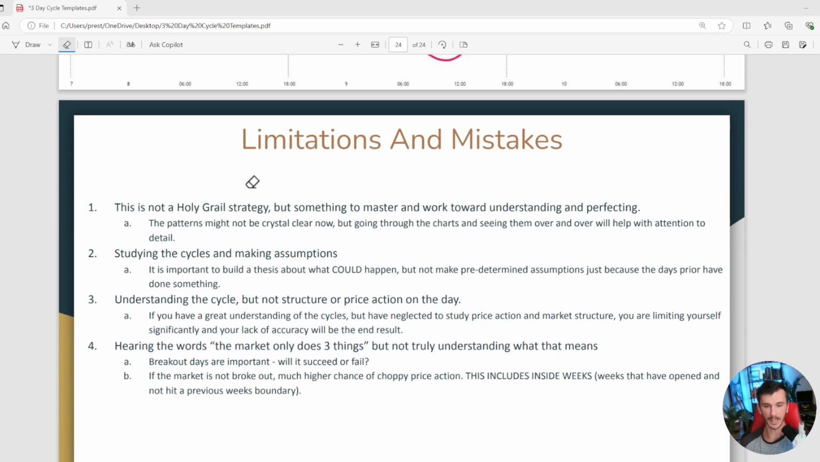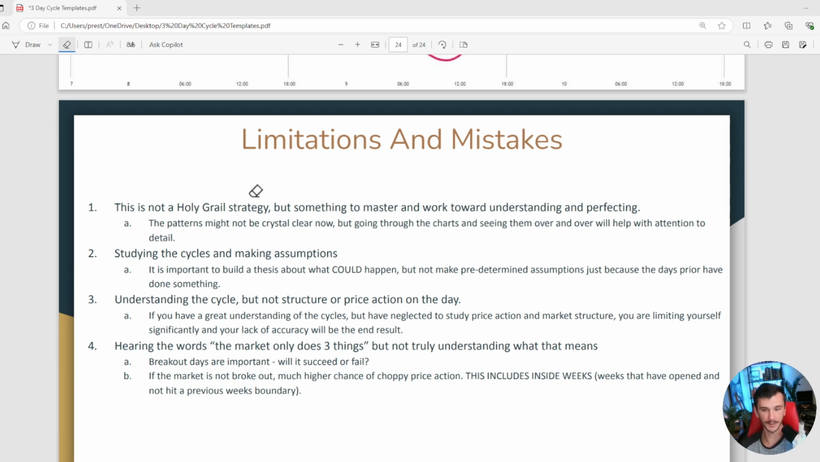Don't overcomplicate it. If it's a breakout, is the breakout going to succeed or fail? Is it a trend trade or a reversal? That's really all there is to it. Don't get caught up in the fine print. Study the cycles without making assumptions. Just because yesterday was a first green day does not mean the market's going up today. Just because yesterday was a first red day does not mean the market's going down today.